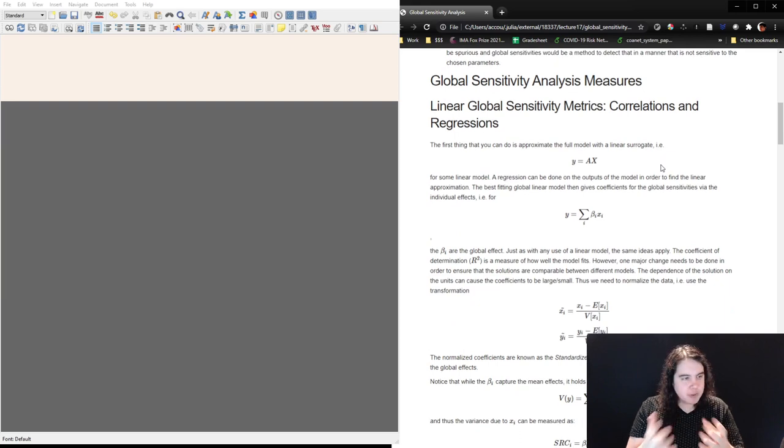So the first set of methods used for global sensitivity analysis is the set of linear methods, right? So assume that you have a linear model, y equals ax, right? If you were to have y equals ax as your model, and you had a bunch of data that related y and x, to find the relationship of outputs y to inputs x you'd use linear regression, right?